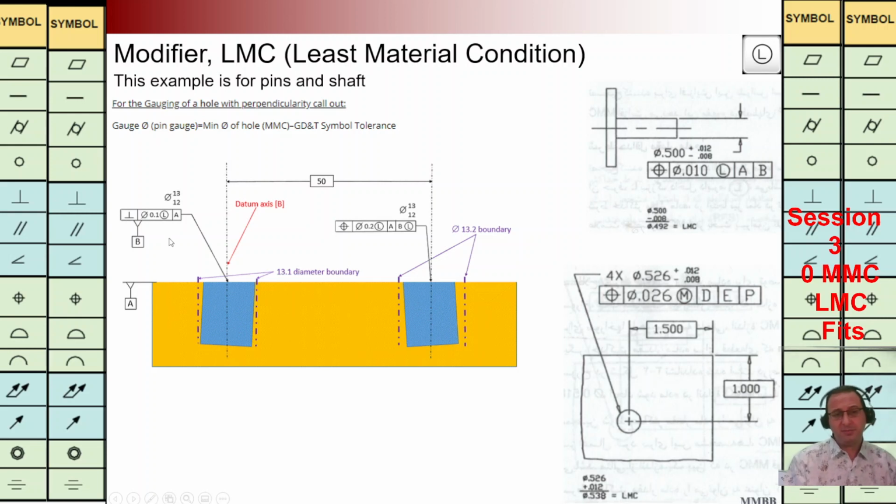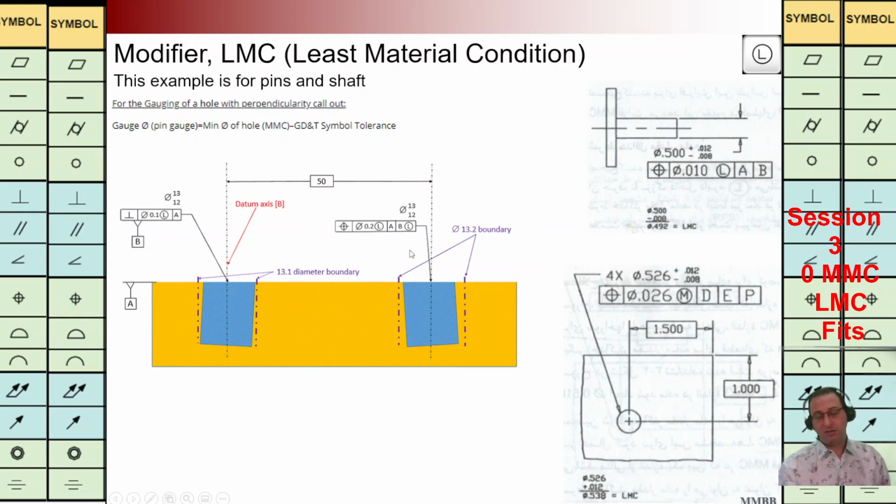And then here, when we have the biggest hole, we need to add this value on that, and we are going to make this, let's say, virtual boundary or virtual condition for the hole, and the other hole should be in this virtual condition based on the perpendicularity.